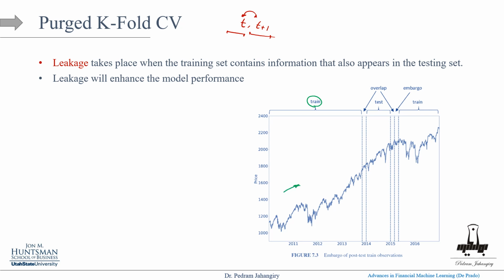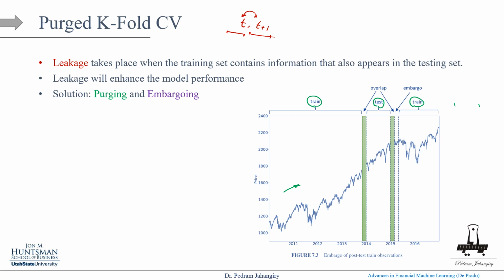So let's say we have a train set, test set, and again another train set, and we can multiply it into multiple train and test splits, right? And as you can see, there is this overlap. So what is the solution? The solution is what Marcos Lopez de Prado calls purging and embargoing in his book Advances in Financial Machine Learning, right? And the idea is quite simple.